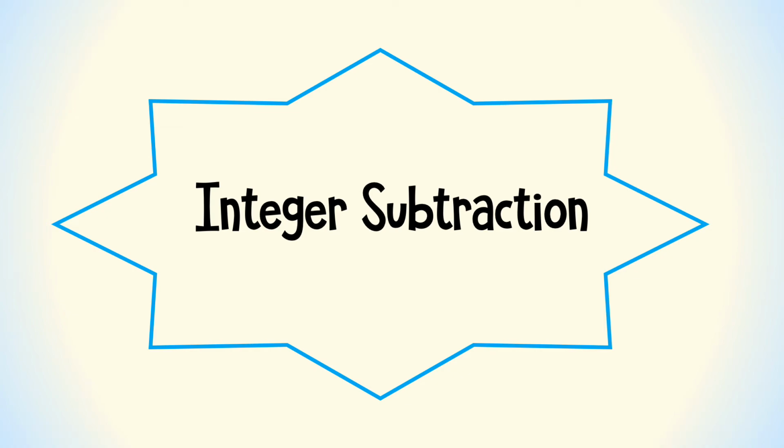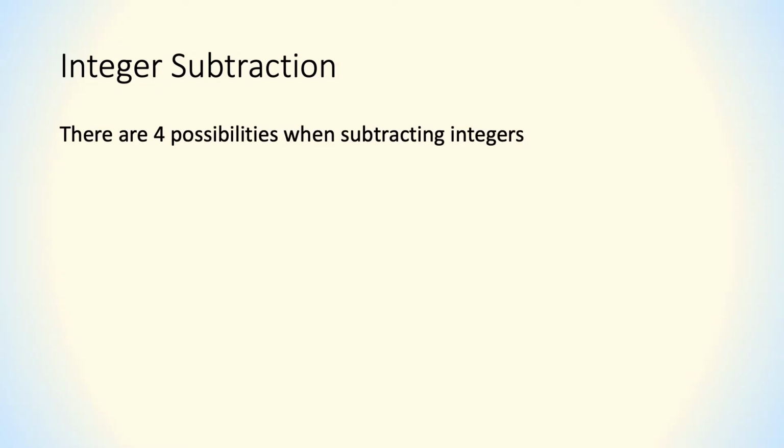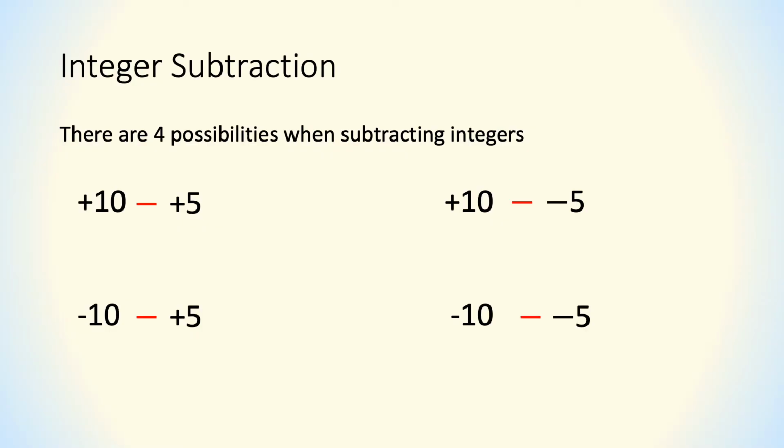Today we're going to be looking at integer subtraction. With integer subtraction, there are four possibilities for combining integers. We can take a positive number and subtract a positive number, or a positive number and subtract a negative number. We can take a negative number and subtract a positive number, or take a negative number and subtract a negative number.